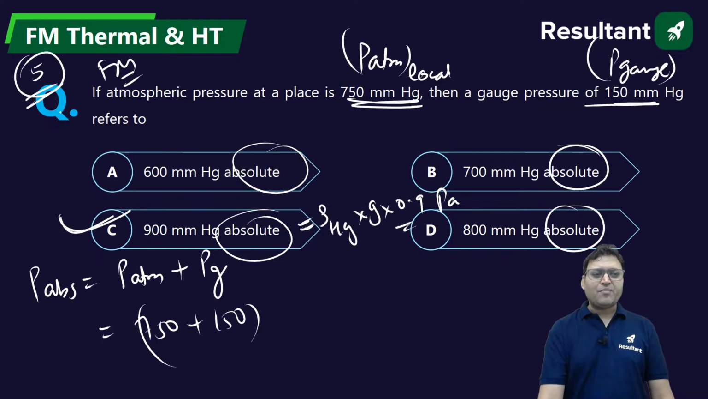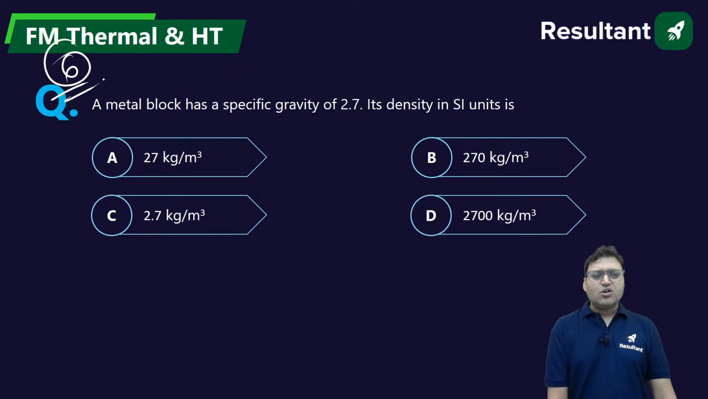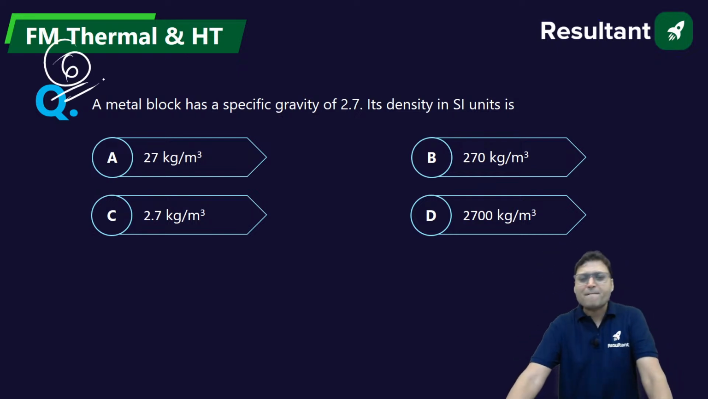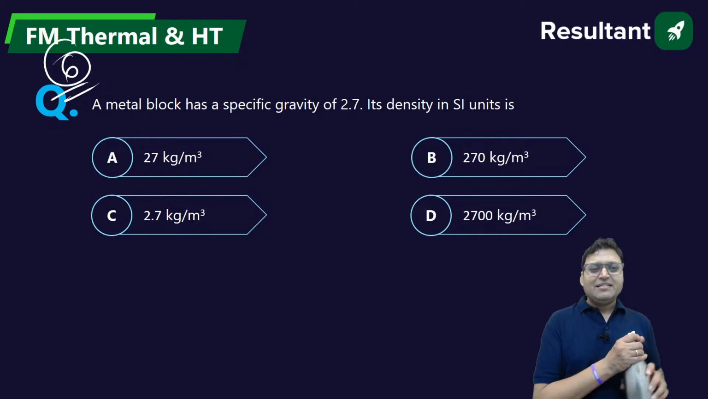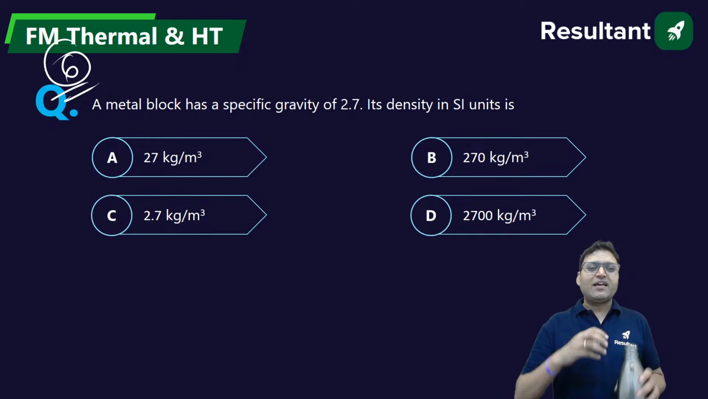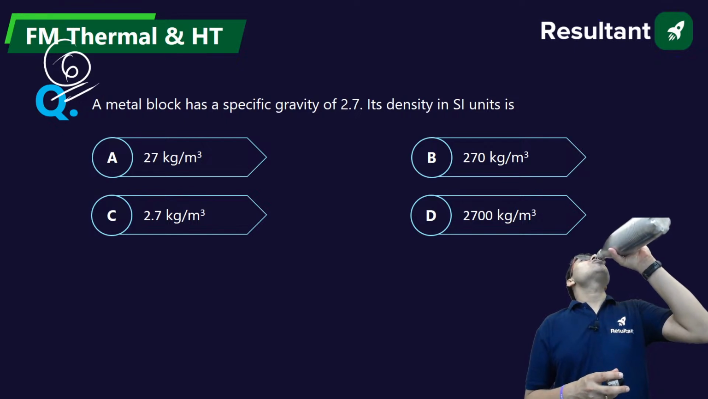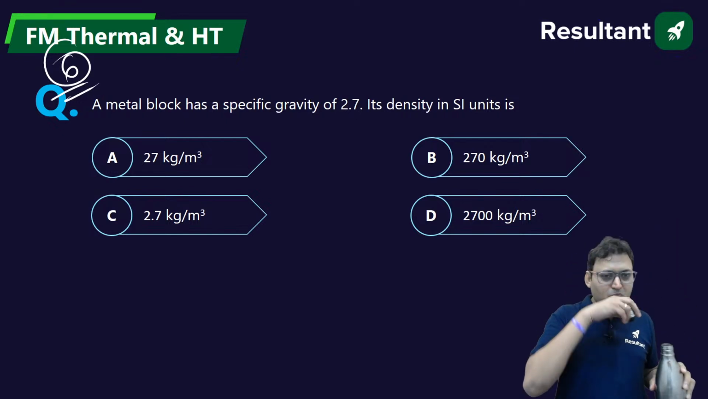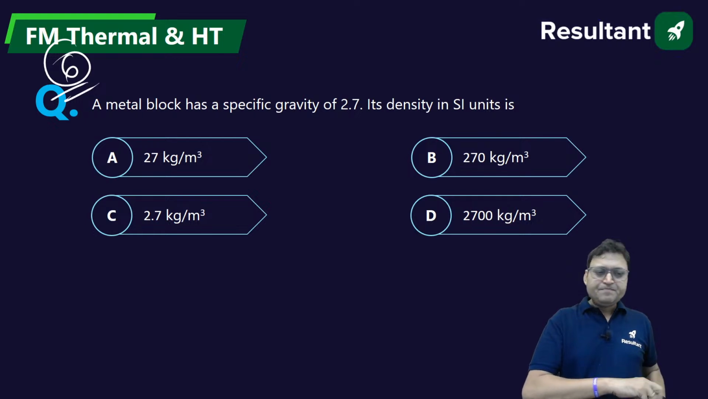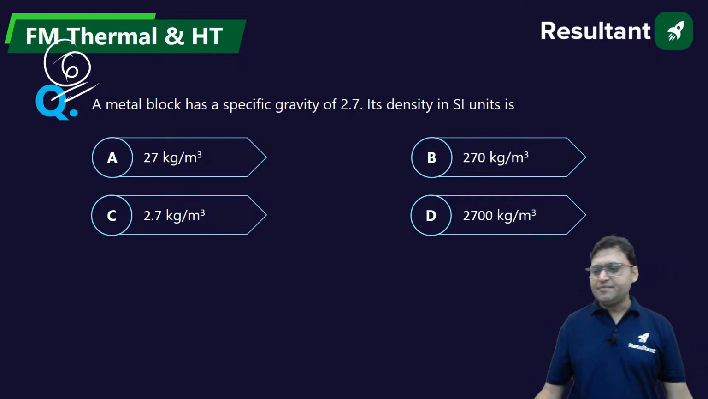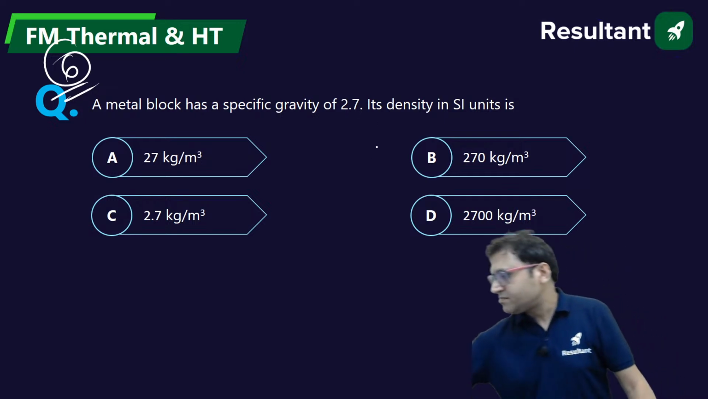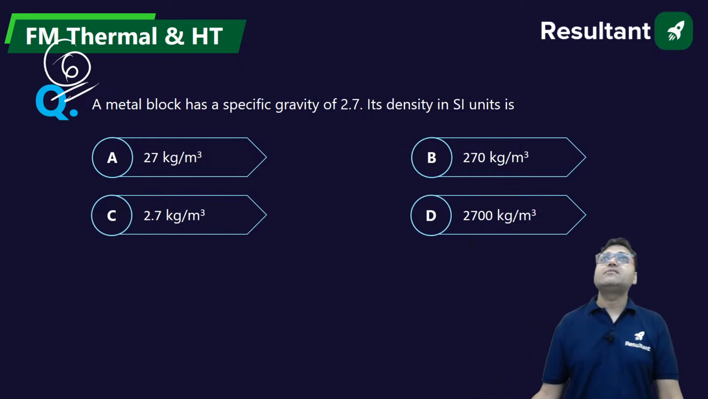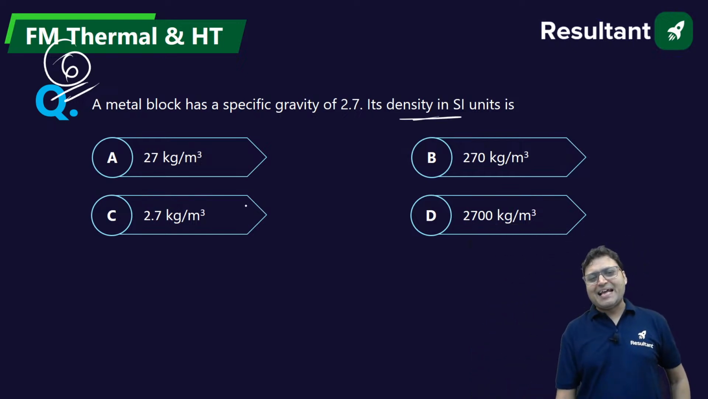Let us move to question number 6. Question number 6 on your screen. Yes, quickly. Question number 6 is waiting for you. Very simple. It is just the definition of specific gravity. Give me the answer. A metal block has a specific gravity of 2.7. What will be the density?